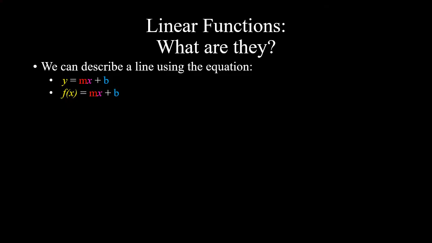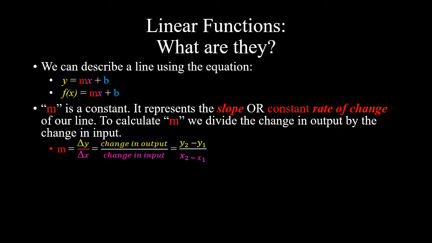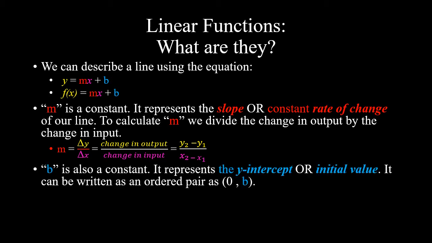So the first type of function that we studied in this class was, of course, the linear functions. And we know that we can describe a line using this equation. So this is the general form of a linear function, right? y = mx + b, or f(x) = mx + b. m is a constant. It represents the slope or constant rate of change of our line. And to calculate m, we divide the change in output by the change in input. So it's basically (y2 - y1) / (x2 - x1), okay?